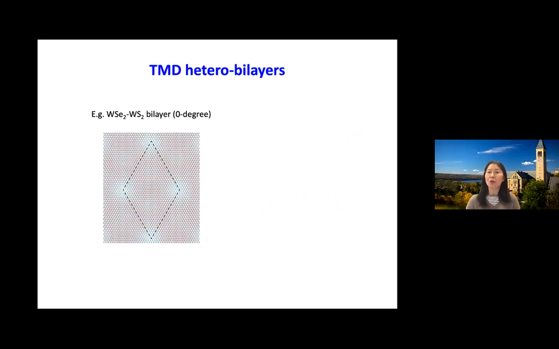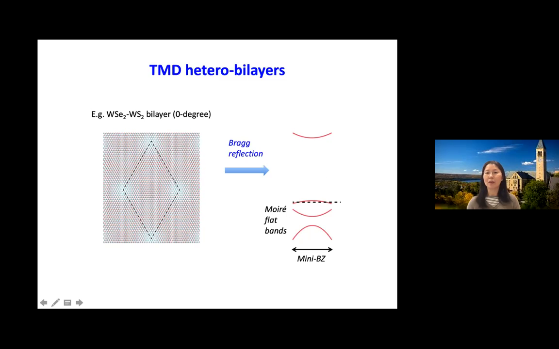Okay, so now when you form a Moire, you can think of it as a kind of Bragg reflection. So this simple band I showed you, for example, around the K corner, now becomes these Moire mini bands. And the first few Moire mini bands are quite flat, and this is where correlation physics comes from.